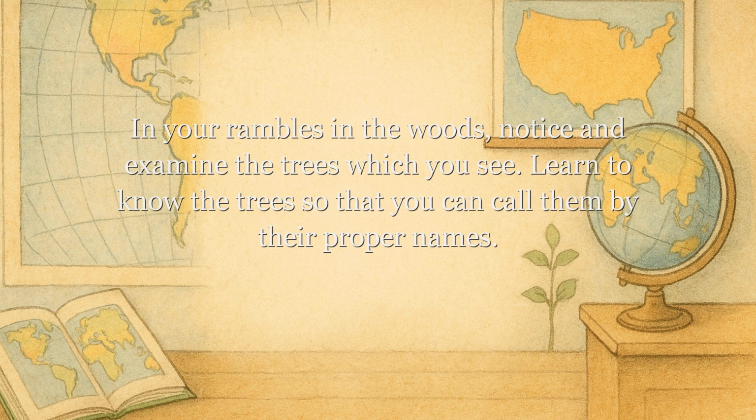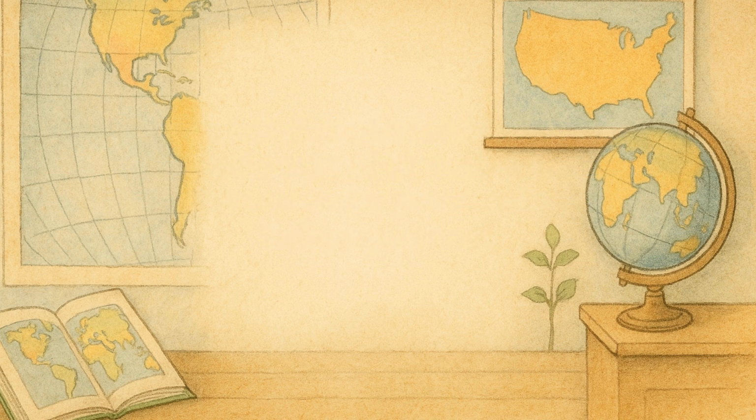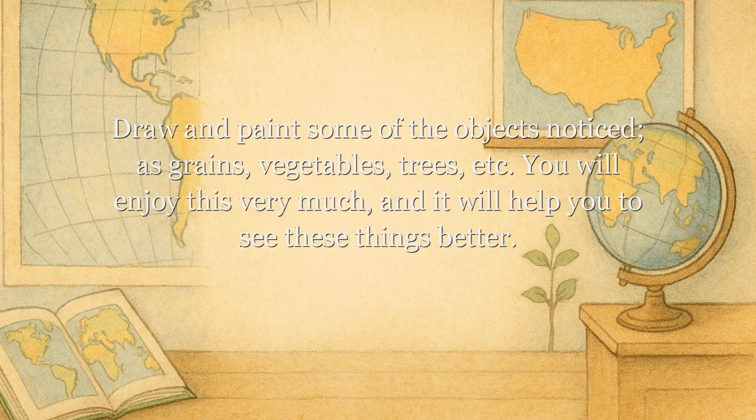In your rambles in the woods, notice and examine the trees which you see. Learn to know the trees so that you can call them by their proper names. And draw and paint some of the objects noticed, as grains, vegetables, trees, etc. You will enjoy this very much, and it will help you to see these things better.